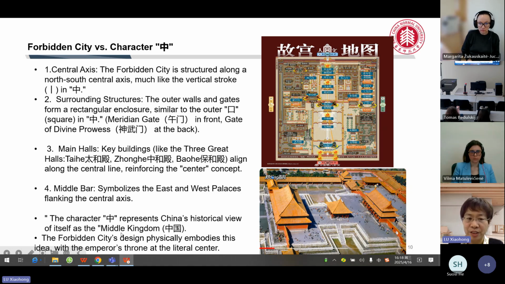The Chinese character 中 represents China's historical view of itself as the Middle Kingdom. So 中国, if you translate it into English, means Middle Kingdom. That's the ancient or historical view of the self. And the Forbidden City, where the emperors lived, physically embodied this idea of center, with the emperor's throne at the center.